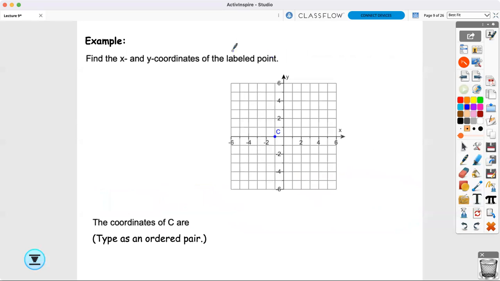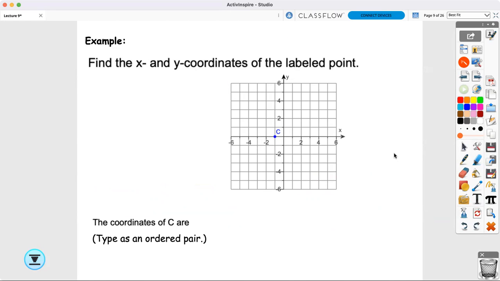All right, now the plot changes. The last one we had to graph it. Here we have to find it. So I'll give you a minute to set up the question and the graph in your notebook, and then we'll work it out.